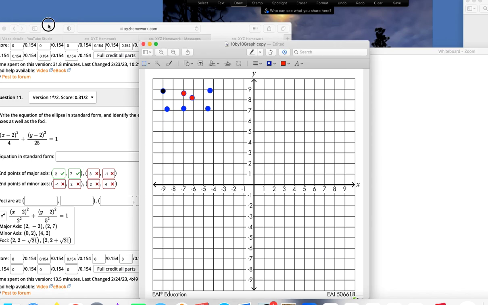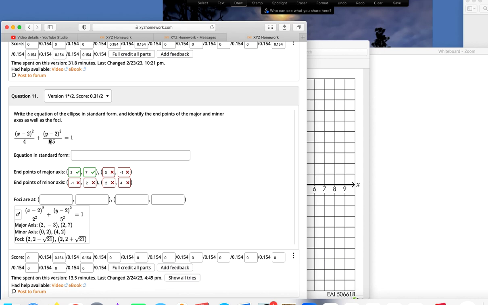Okay, so let's see for this one. Let me get that scooted over a little bit. We're looking at this equation and we're asked to find all kinds of stuff. So first off, for standard form, let me just point right down here to the answer.